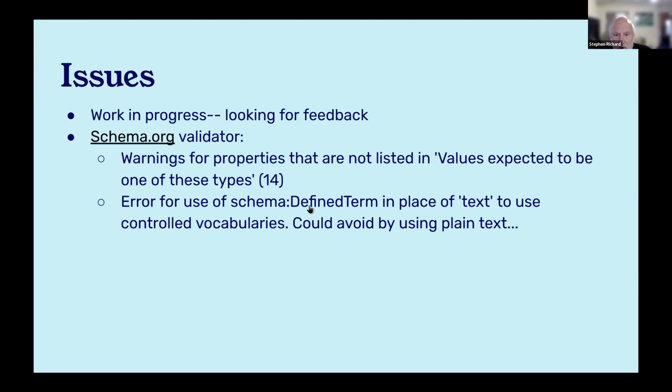But there are places where we're using defined term in place of text, and this does throw an error in the validator. This could be avoided by using plain text, but then we lose the ability to have the semantic precision that defined term gives you. So at this point, we're saying, well, we can live with those errors because really in schema.org, it should allow you to substitute defined term for text, in my opinion. And if you look in the schema.org issue tracker, you'll see a bunch of discussion about that. So that's what we've been doing, describing instruments in the context of PROV used in our schema.org records.